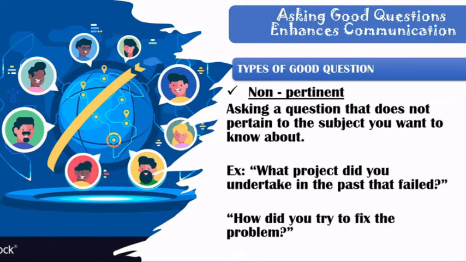And lastly, we have non-pertinent. Non-pertinent meaning asking a question that does not pertain to the subject you want to know about. So non-pertinent questions are usually used in interviews or job interviews. For example, what project did you undertake in the past that failed? And how did you try to fix the problem? So why are they non-pertinent? Because these are questions that you cannot really prepare for. They are not stipulated in the resume.